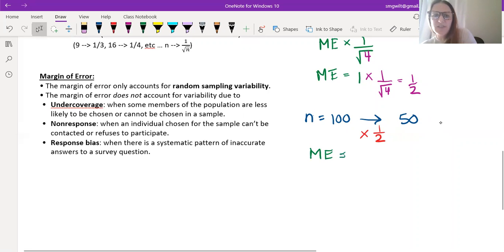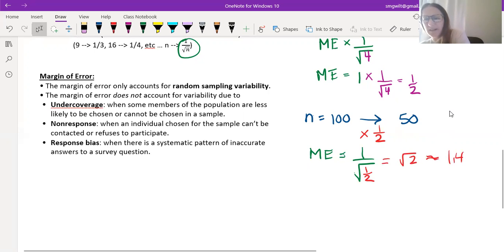Again, we're using this formula. This is what happens with margin of error. My margin of error changes by 1 over a factor of the square root of 1/2. If I calculate that, it ends up being the square root of 2, which is about 1.41. You can plug that in your calculator or think about it as 1 over radical 2, which is 1 times radical 2 over 1, and that's how I got the radical 2. Calculating that, it's 1.41. So that's bigger than 1 times, right?